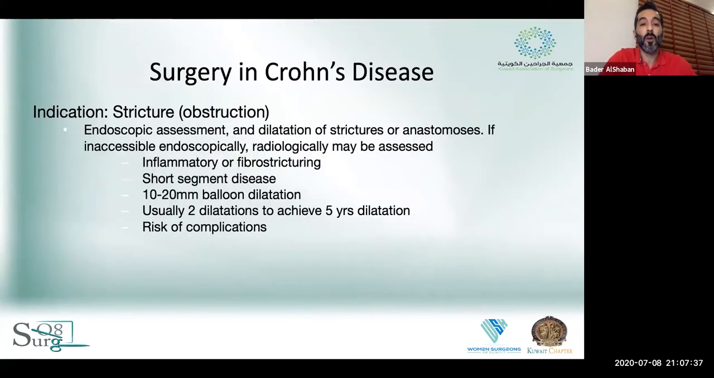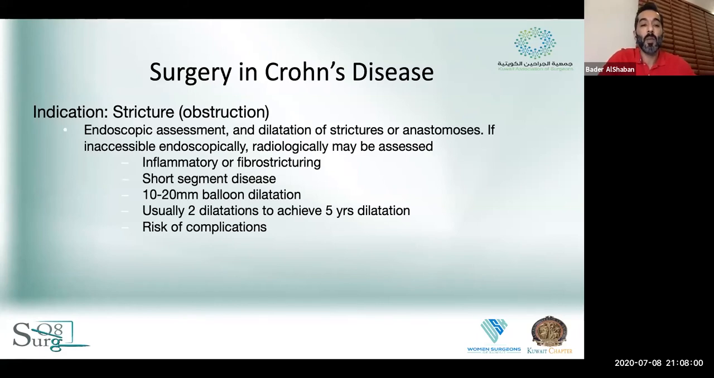Another indication for surgery in Crohn's disease is stricture. They may usually present as an obstruction. Endoscopic assessment of non-urgent strictures is important because it gives you the therapeutic option of dilating these strictures or anastomoses if they have a flare-up.